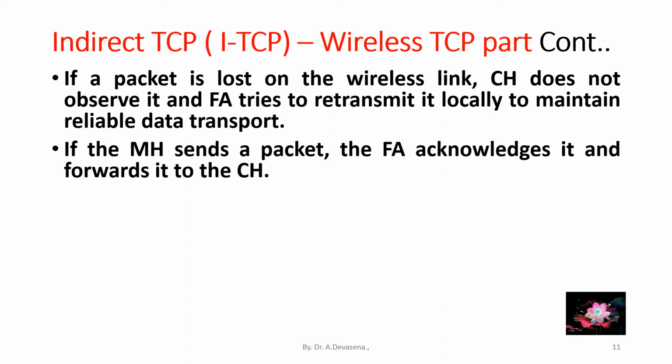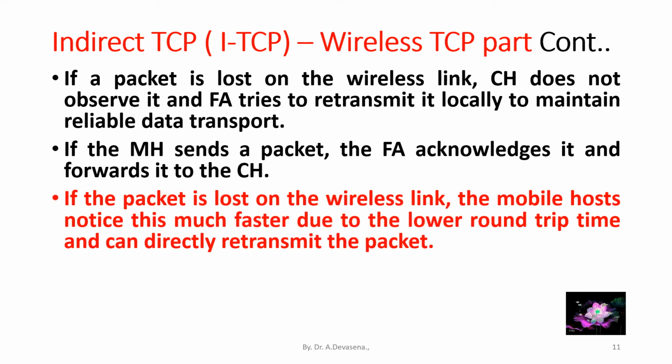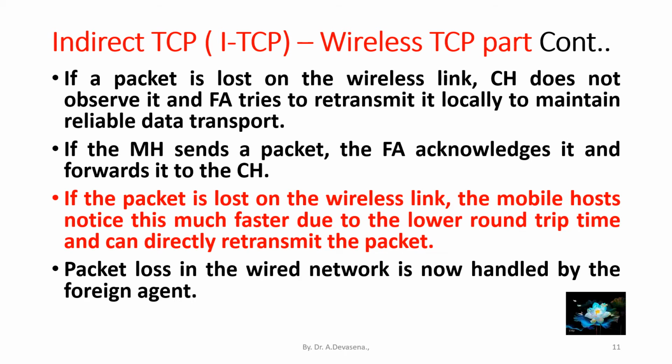If the MH sends a packet, the FA acknowledges it and forwards it to the CH. If the packet is lost on the wireless link, the mobile hosts notice this much faster due to the lower round trip time, and they can directly retransmit the packet. Packet loss in the wired network is now handled by the foreign agent.